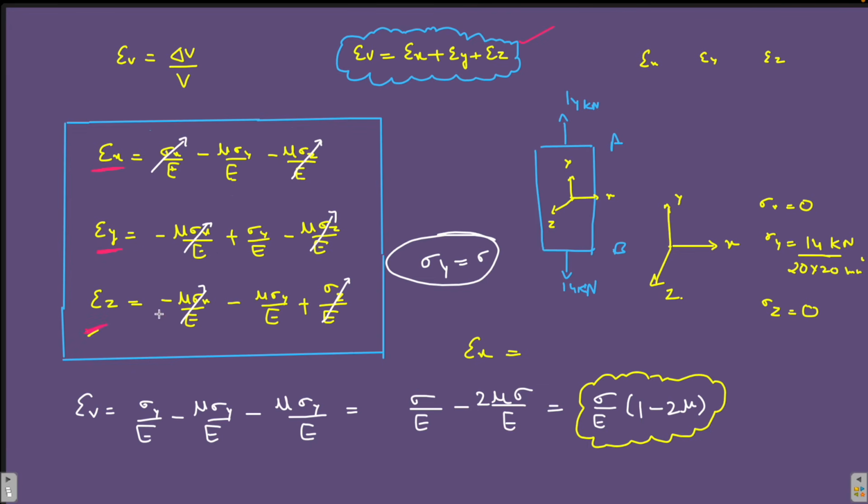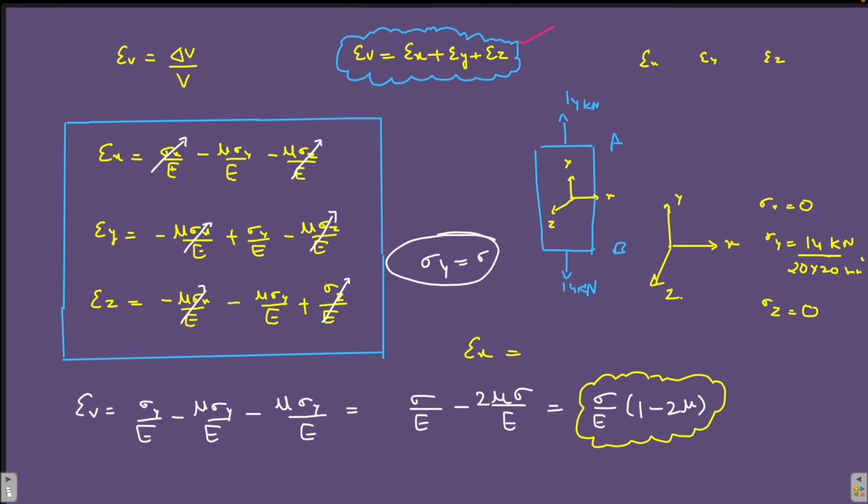Strain in z direction will be minus mu sigma x by E minus mu sigma y by E plus sigma z by E. Now if we carefully look at the bar, we found that in the x and z direction there were no forces acting. That means no stresses are acting in the x and z direction. Because of that, sigma x and sigma z got eliminated, and we found out that volumetric strain is the summation of sigma y by E minus mu sigma y by E minus mu sigma y by E. What we did, we just added everything.